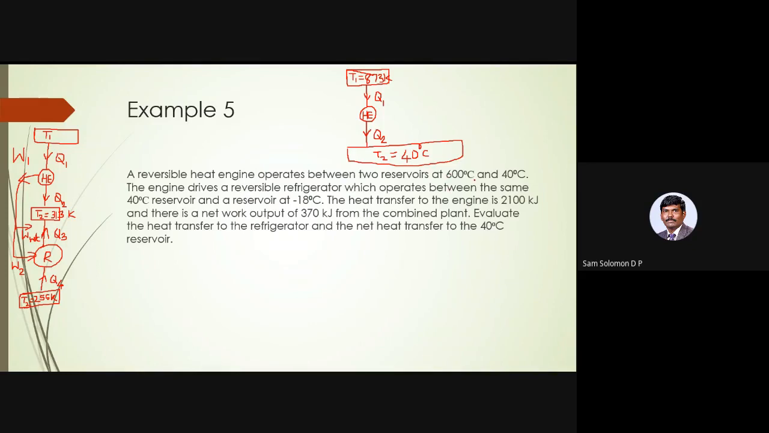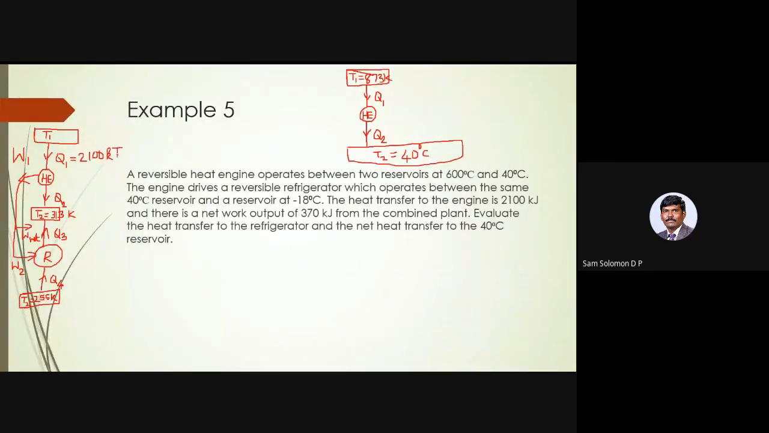You have two reservoirs, 640 where the engine operates, and then you have a refrigerator which operates between 40 and minus 18. Okay, so that is also there. Now let's see the additional details they have given. The heat transferred to the engine is 2100 kilojoules. So heat transferred to the engine is Q1. So Q1 is 2100 kilojoule.